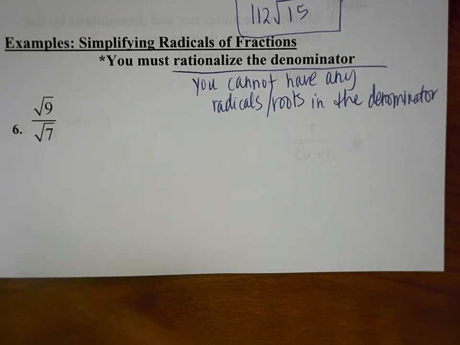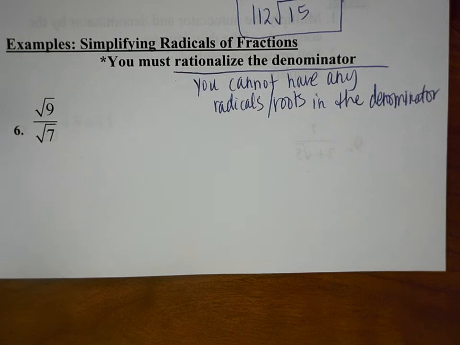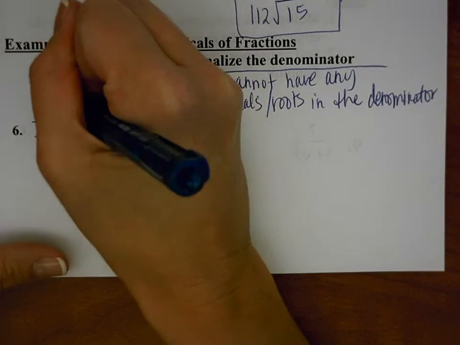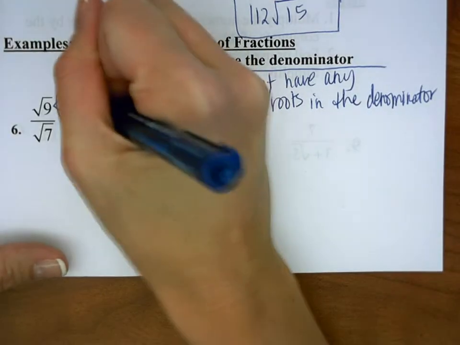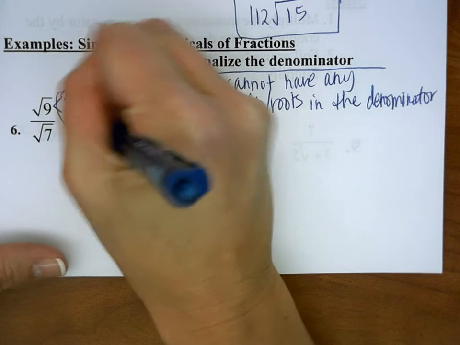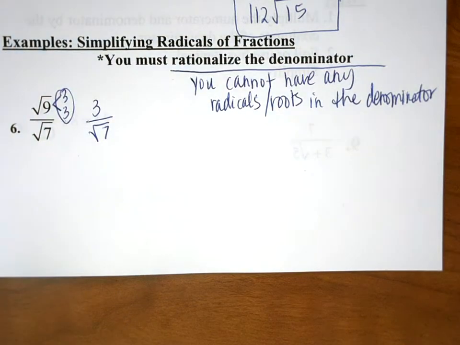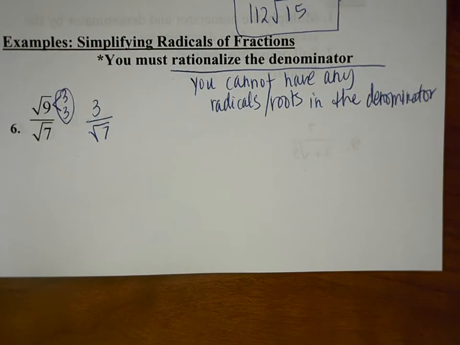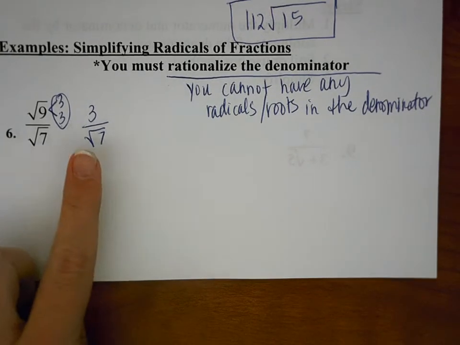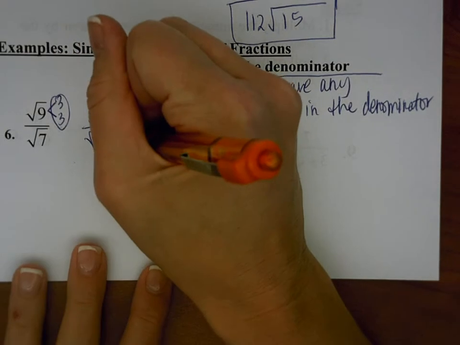It's up to you here, but I usually try to simplify the roots first, and then if I have to rationalize the denominator, then I do. So I can't simplify 7, but could I simplify 9? Yes, because 9 breaks down to what? 3 and 3. So now I really have 3 over root 7. Do you guys agree with that? Multiply by root 7. Very good. So in order to rationalize the denominator, you need another root 7, right?